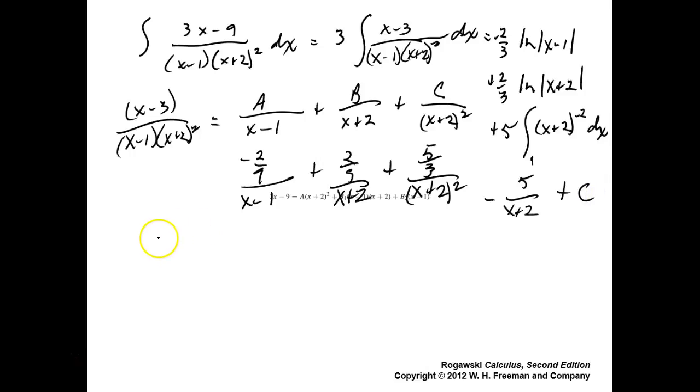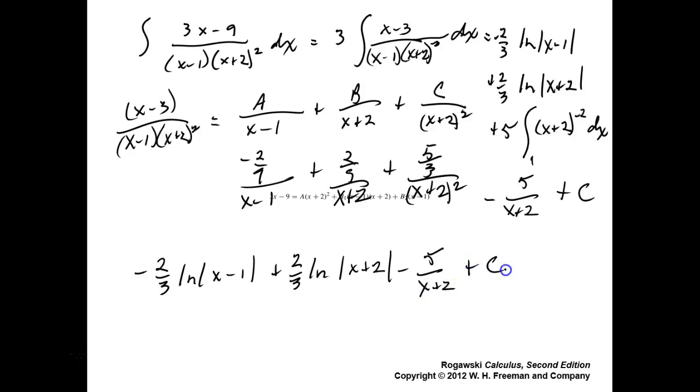Okay, so the answer to this should be, I'll leave it the way I think it is, minus 2/3 log absolute value x minus 1 plus 2/3 log absolute value x plus 2 minus 5 over x plus 2 plus c. Okay? How close to it did they get? Minus 2/3 log x minus 1 plus 2/3 log x plus 2 minus 5 over x plus 2 plus c. And that's by taking that 3 out and not having to fiddle with that. So you see, when they do it, they get lots of other numbers there. But taking the 3 out, I think, makes it easier. Okay.